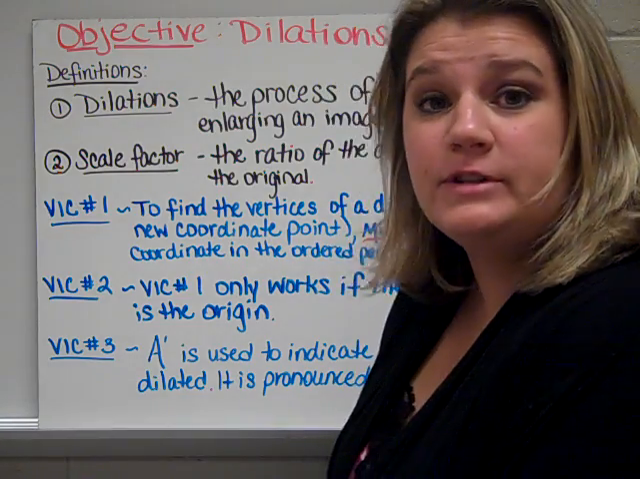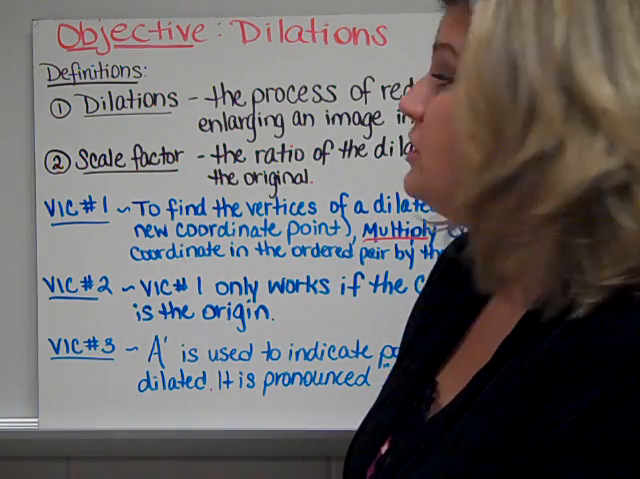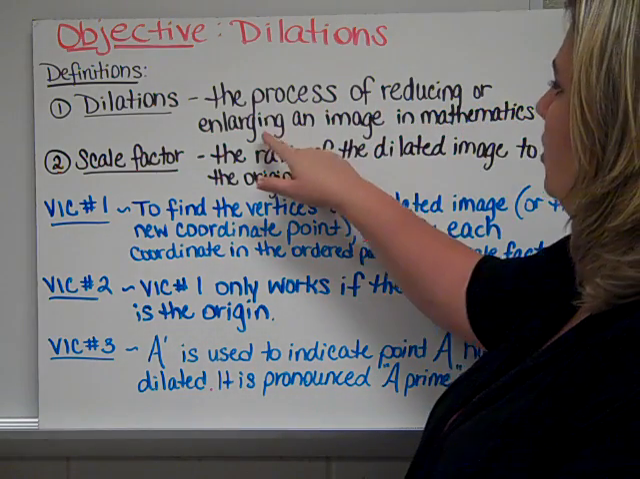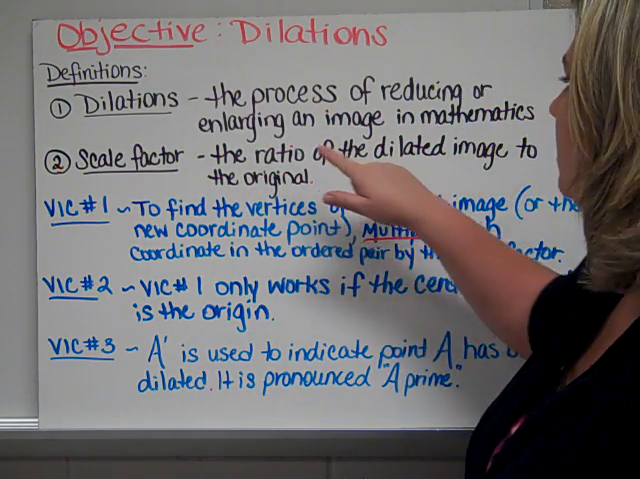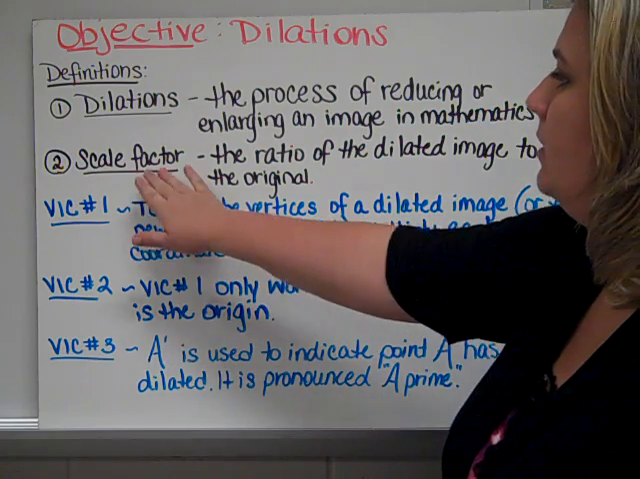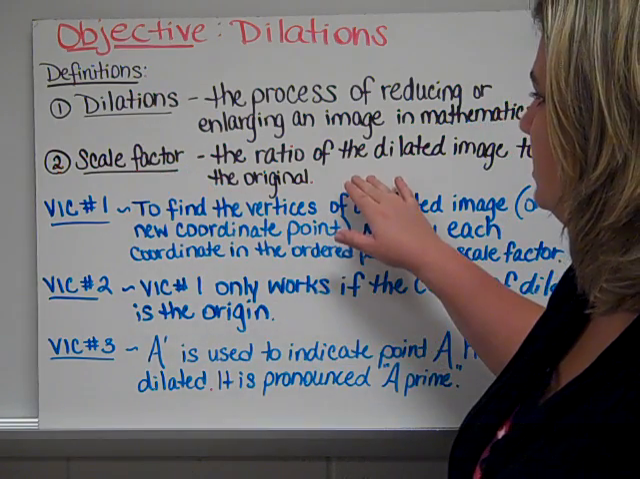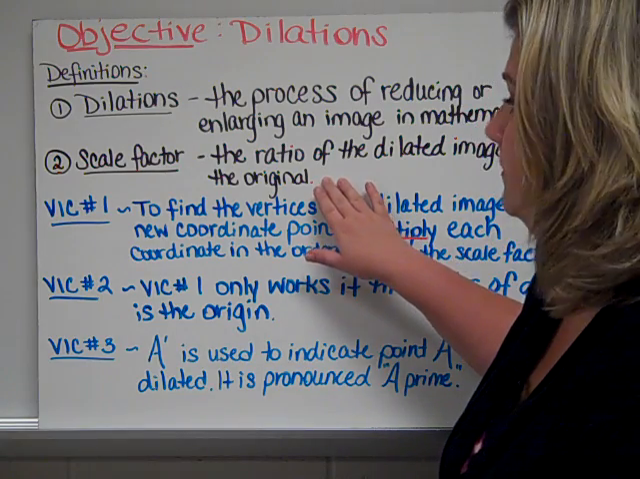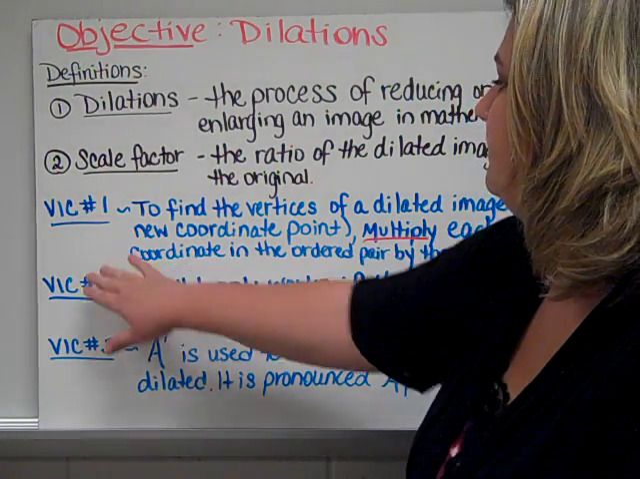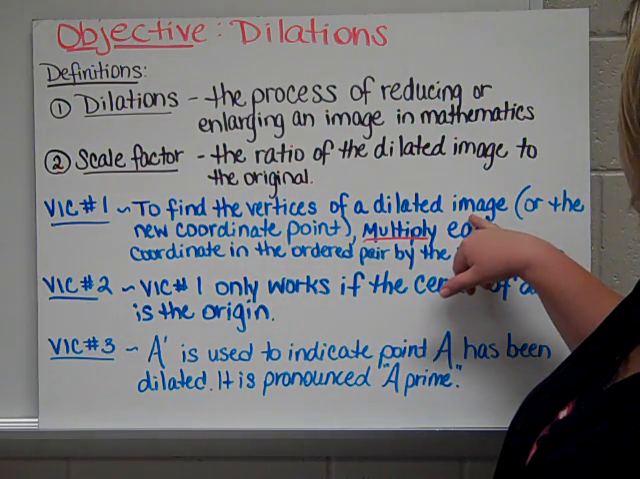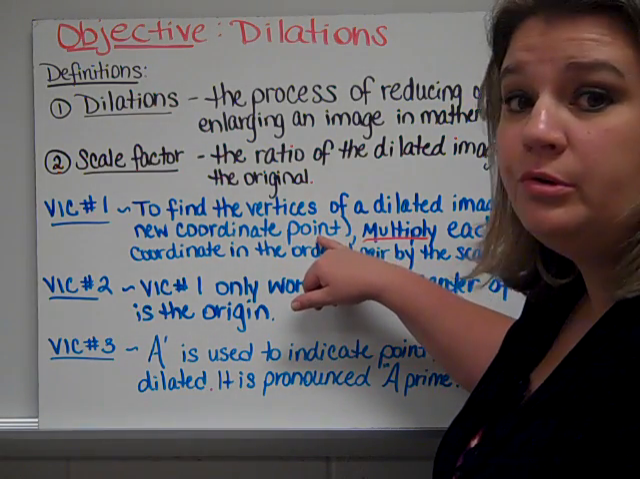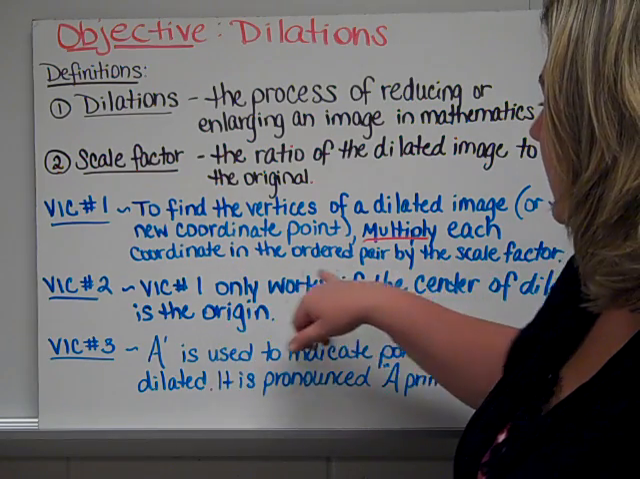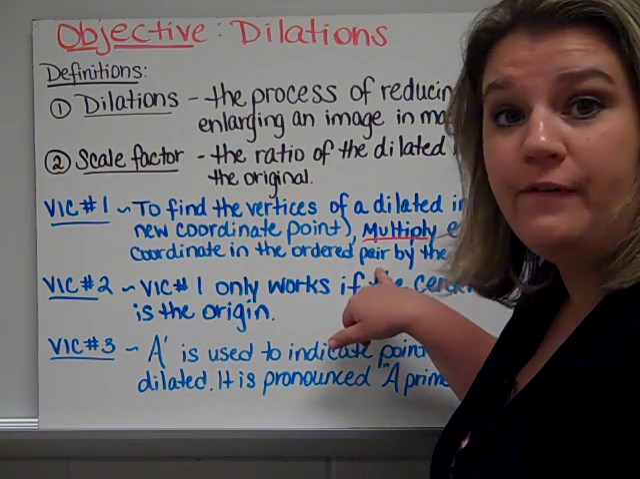Today's objective is over dilations. Okay, let's look at some definitions. Dilations: the process of reducing or enlarging an image in mathematics. Scale factor: the ratio of the dilated image to the original. Big number 1: to find the vertices of the dilated image, or the new coordinate point, multiply each coordinate in the ordered pair by the scale factor.